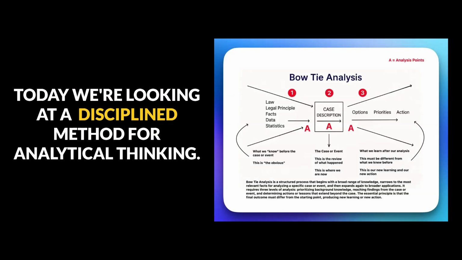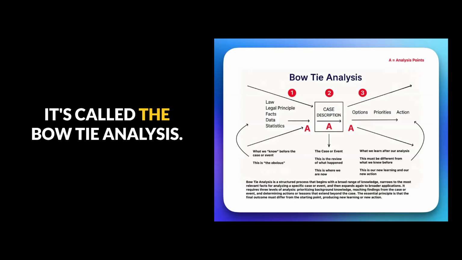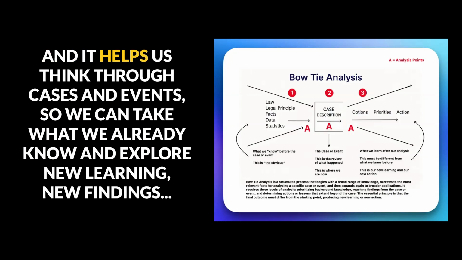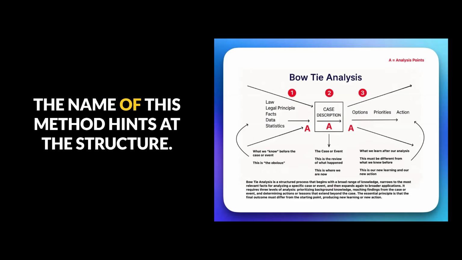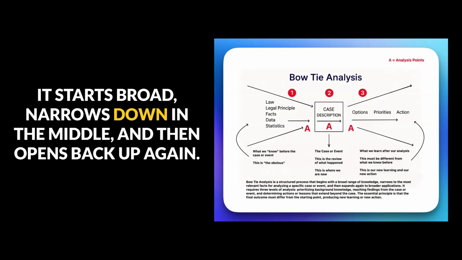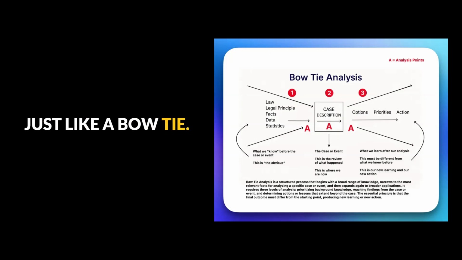Today, we're looking at a disciplined method for analytical thinking. That's right. It's called the bow tie analysis, and it helps us think through cases and events so we can take what we already know and explore new learning, new findings. It does. The name of this method hints at the structure. It starts broad, narrows down in the middle, and then opens back up again, just like a bow tie.